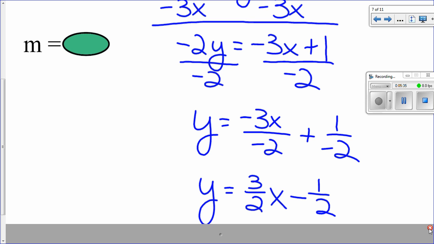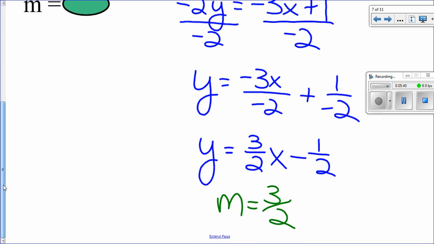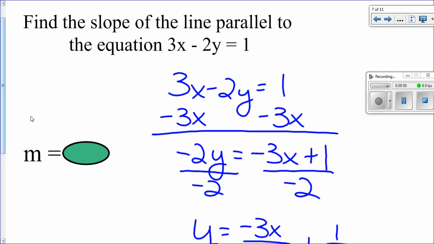So now we can very easily find our slope. And our slope on this one is going to be 3/2. The question, if we go back to it, asks for the slope of the line parallel to it. Parallel lines have the same slope, so your answer is simply going to be 3/2. You don't need to write an equation for this one. It doesn't ask for it. It just asks you to find the slope. And since it's parallel, the slope has to be the same.